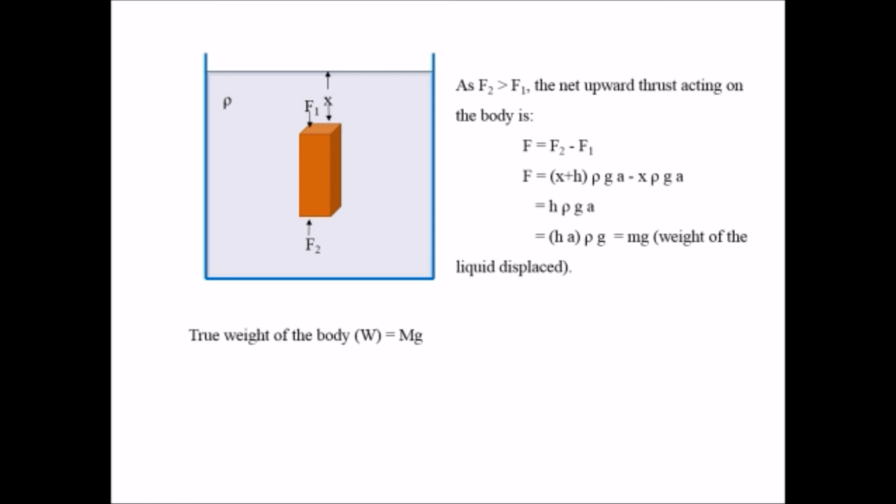But the true weight of the body is W equals Mg. So the observed weight of the body inside the liquid will be the true weight minus the force, or the weight of the liquid displaced, which is Mg minus mg. The capital M represents the mass of the block and small m represents the mass of the water displaced.